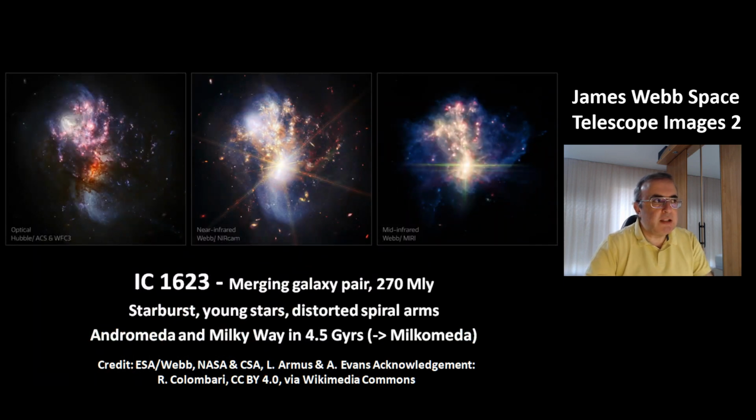These are different pictures. At the left, you can see the Hubble Space Telescope picture. In the middle, the near-infrared picture from the James Webb Space Telescope, and at the right, the mid-infrared picture, again from the James Webb Space Telescope. At each wavelength, you can see different parts of the merging galaxies at higher detail.